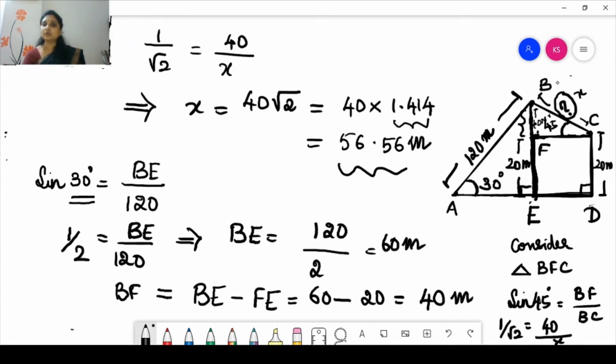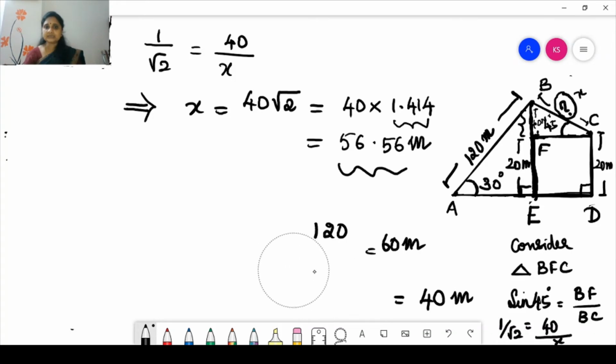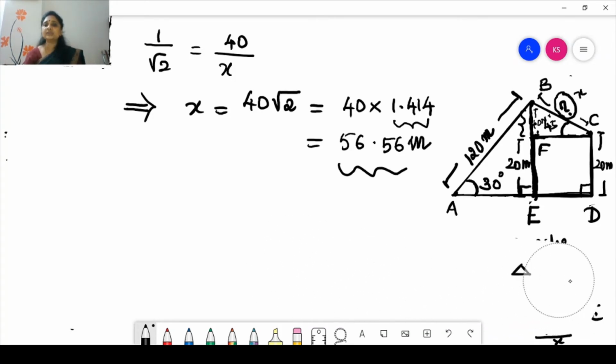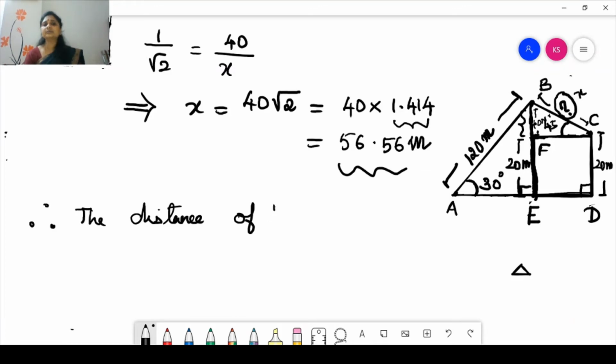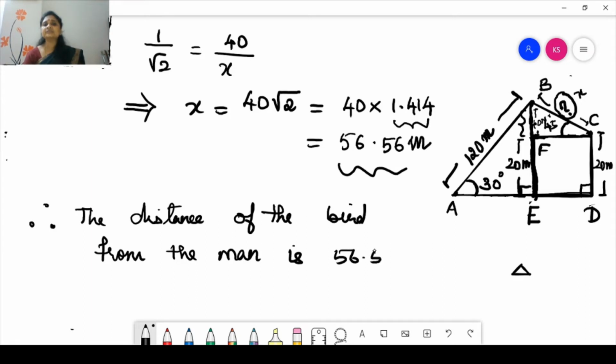So now we have found out the value of X, that is BC. That's found to be 56.56 meters. It's going to be in meters because the other measures are also given in meters. So now what is the last and final thing that you have to do? You'll have to write that, therefore, the distance of the bird from the man is 56.56 meters.